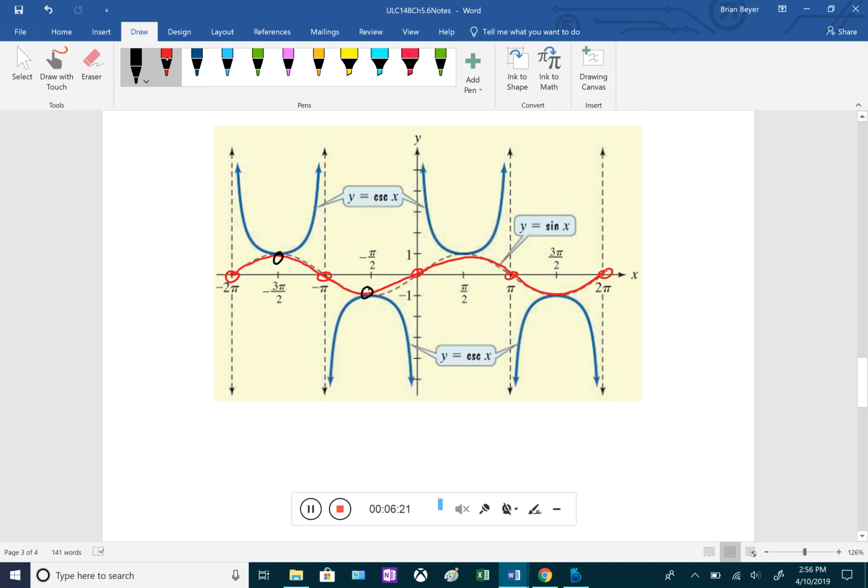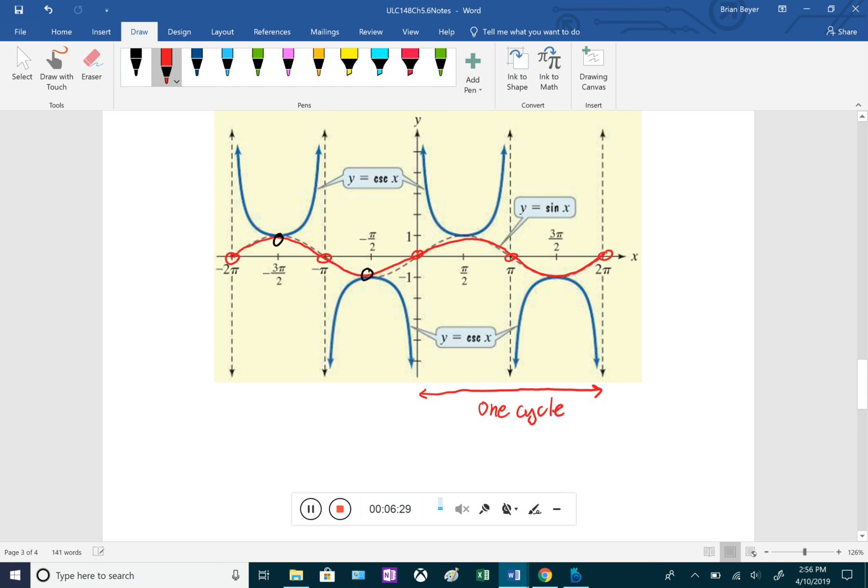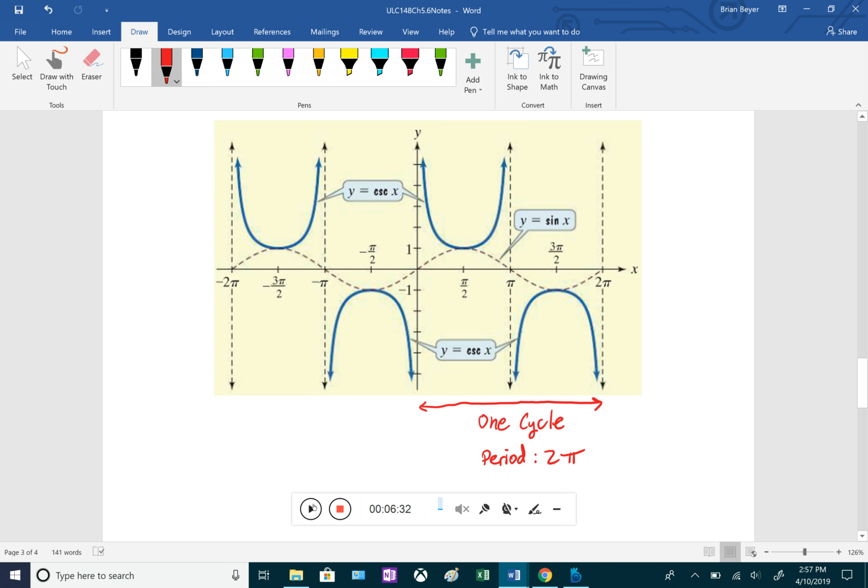And then you can see that one full cycle will go from 0 to 2 pi. One full cycle is going to be a period of 2 pi radians.